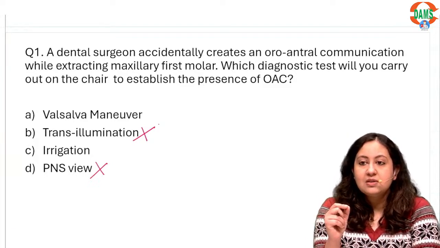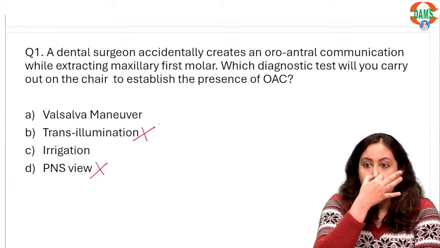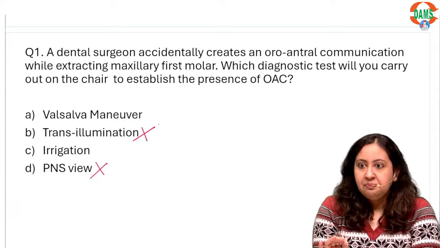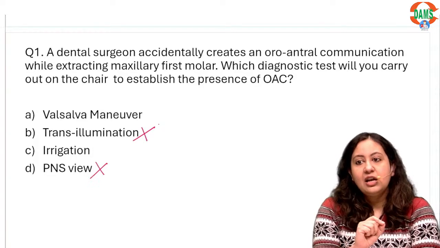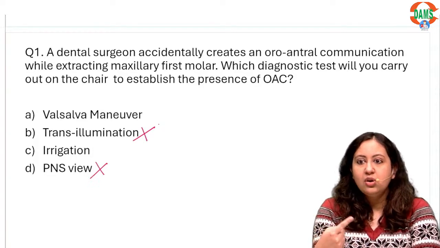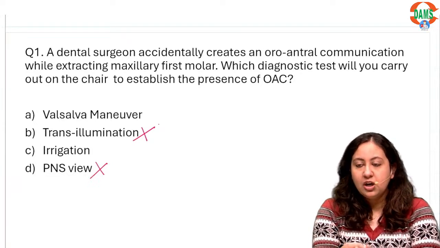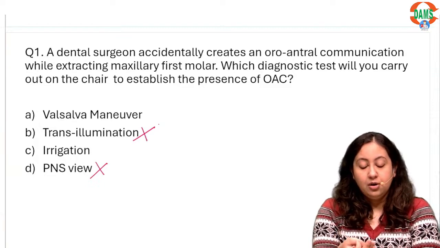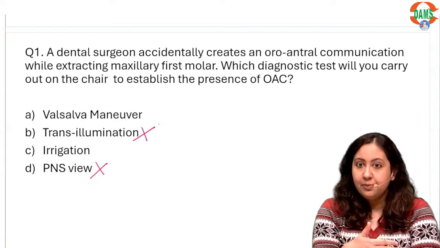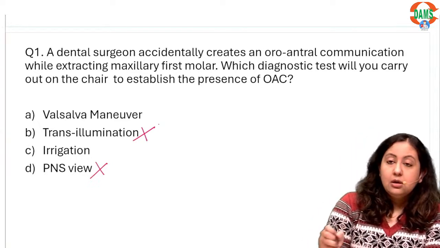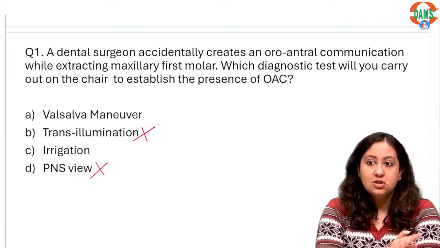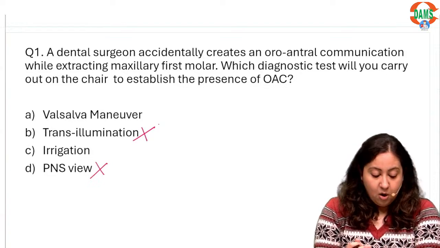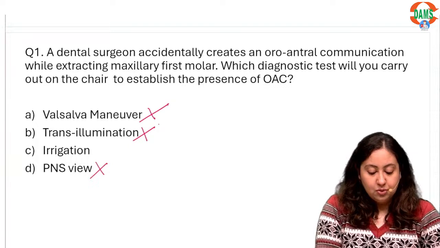Valsalva maneuver. What is Valsalva maneuver? Blowing air against closed nostrils. Please understand, it is a maneuver, but it is not a diagnostic test. Once this maneuver is going on, then you do the diagnostic test. You hold a mirror, you look for bubbling of blood in the socket, you look for fogging of the mirror, and you look for displacement of cotton or paper from the socket. But Valsalva maneuver is not the diagnostic test. It helps in diagnosis, but it is not the diagnostic test. So Valsalva is also ruled out.